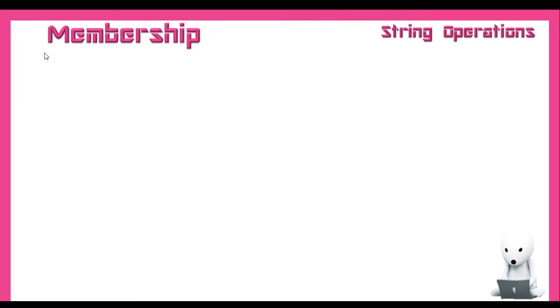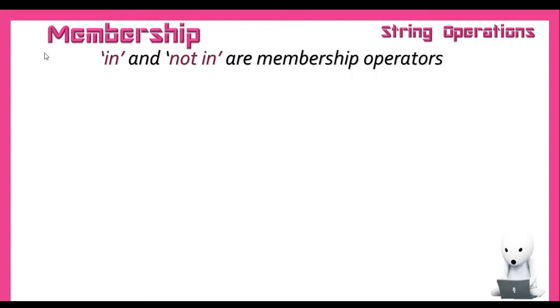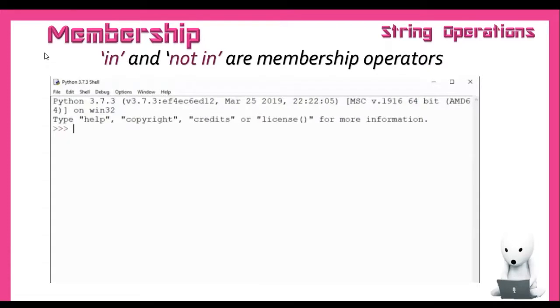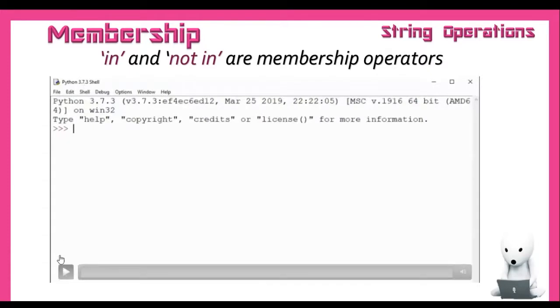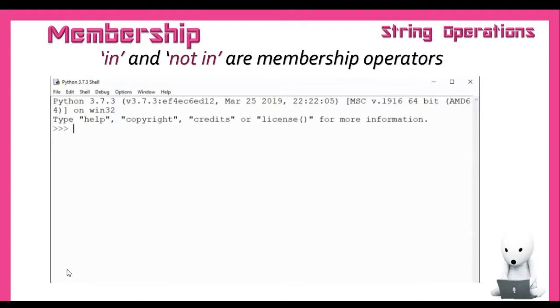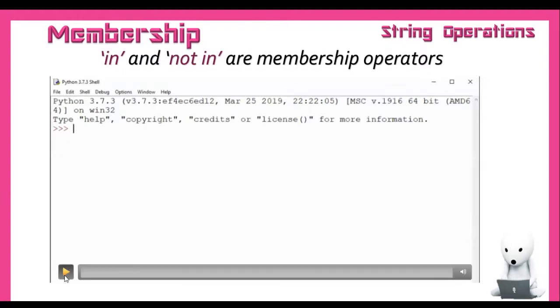Next is the membership operator. We can use the in and not in operators to check whether a given substring is present in another string. If that substring is present, it returns true, otherwise it returns false if you're using the in operator, whereas not in will return true if that string is not present.